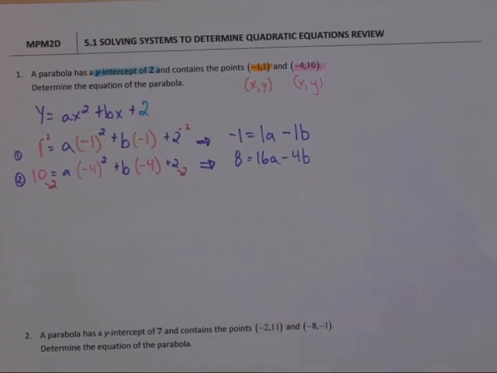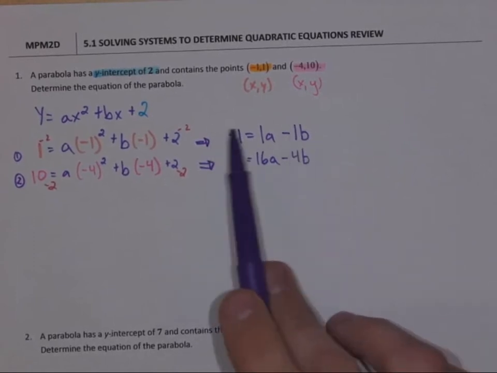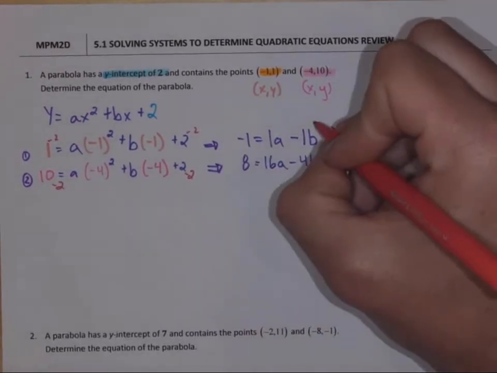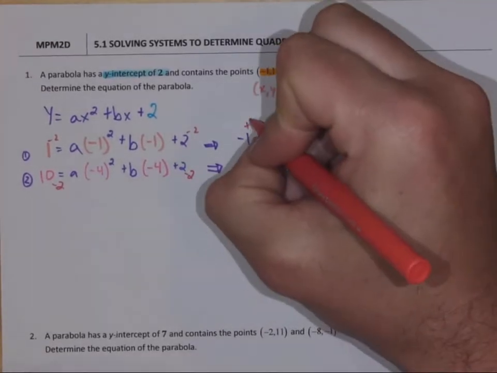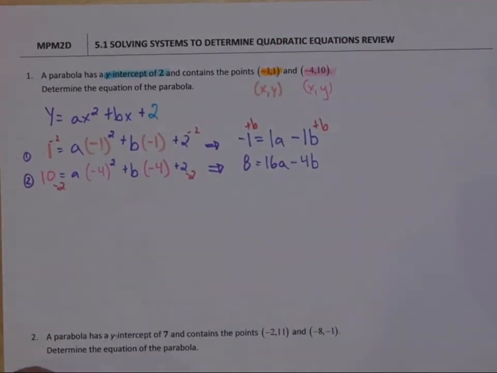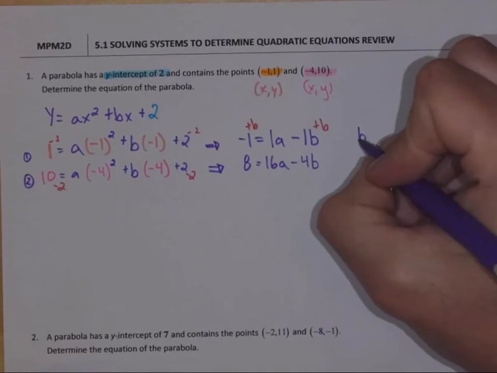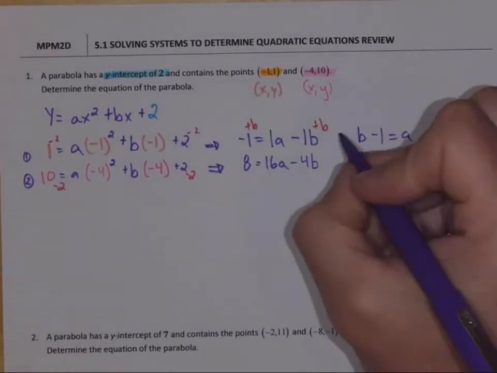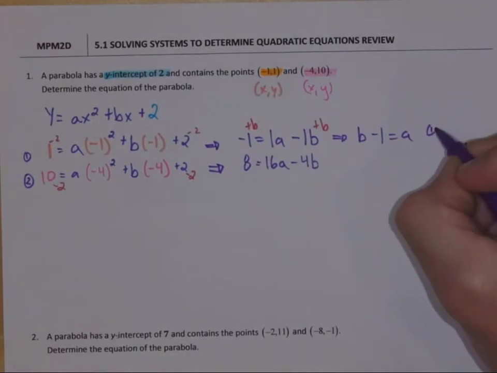This first one, let's do by substitution. So I'm going to rearrange equation 1 to isolate one of the variables. I'll get a by itself. So I'm going to add b to the right, add b to the left. And I've got positive b, take away 1 is equal to a. So there's my new equation 1.